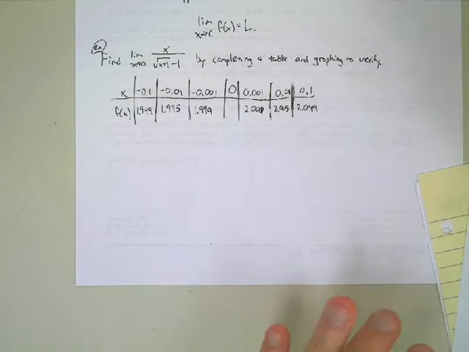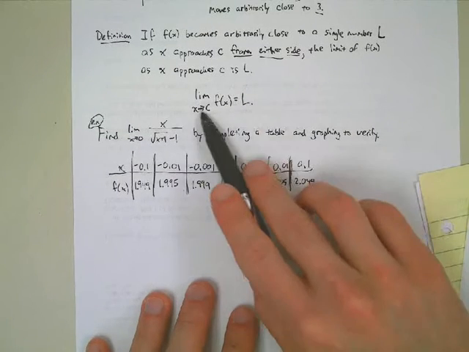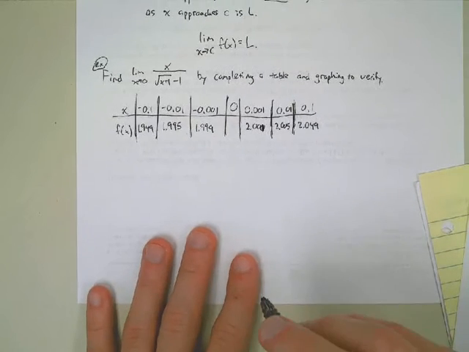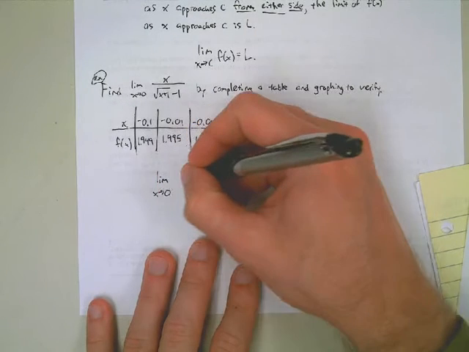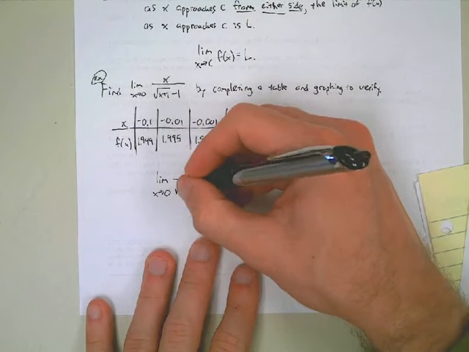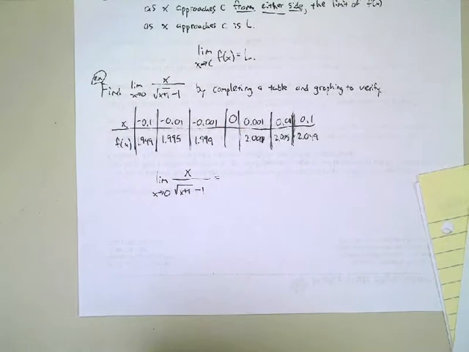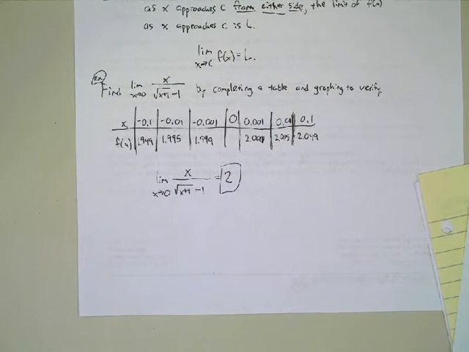So with our new definition, with our new notation here, we can now write this more mathematically. We can say the limit as x approaches 0 of x over the square root of x plus 1 minus 1 equals 2. So that's our answer there. Easy, right?